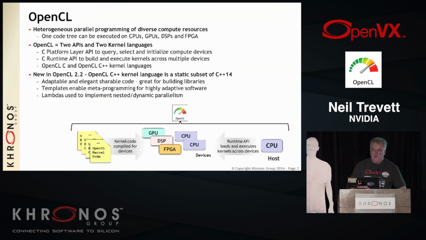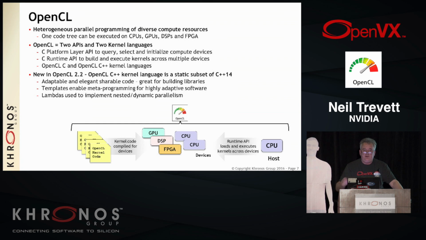Let's talk a little bit about OpenCL. And again, I'm not going to go into too much detail because the next BOF is more detailed, but just to give the complete overview. OpenCL, if you haven't come across it, is for heterogeneous parallel programming of whatever compute resource you may have in your system: CPUs, GPUs, DSPs, FPGAs. It's a framework. It consists of 2 APIs and now 2 kernel languages. You have the choice of 2 kernel languages.